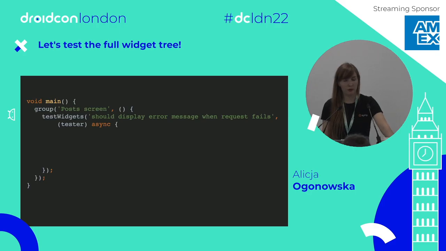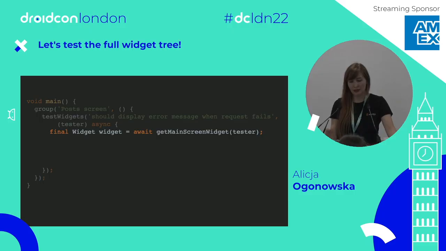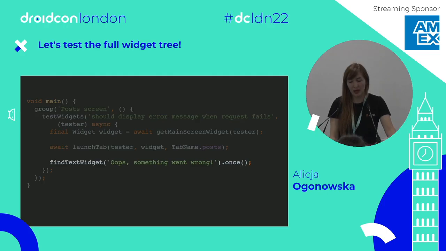So on my post screen, I would like to see an error message when a request fails. For now, I won't be mocking the API part. So this is what I expect. The API call will fail as it is not handled by the app. I will see the error. And for that, I need to get my main screen widget. Then I will launch the post tab. And then I'm trying to look for the text, oops, something went wrong.